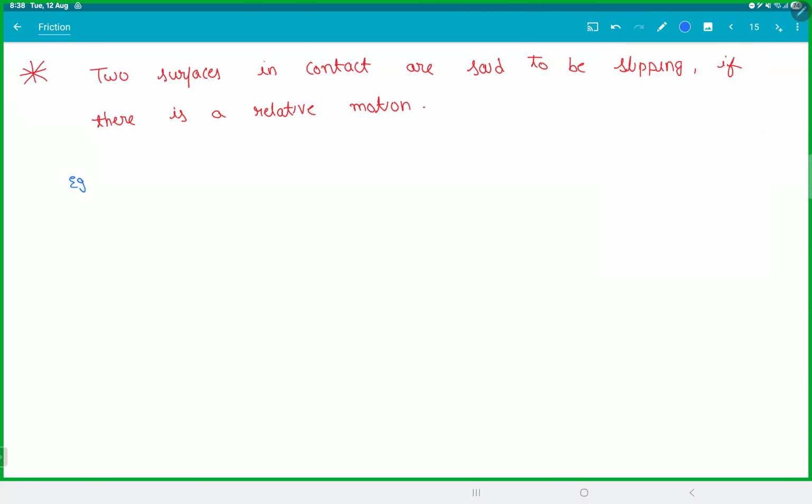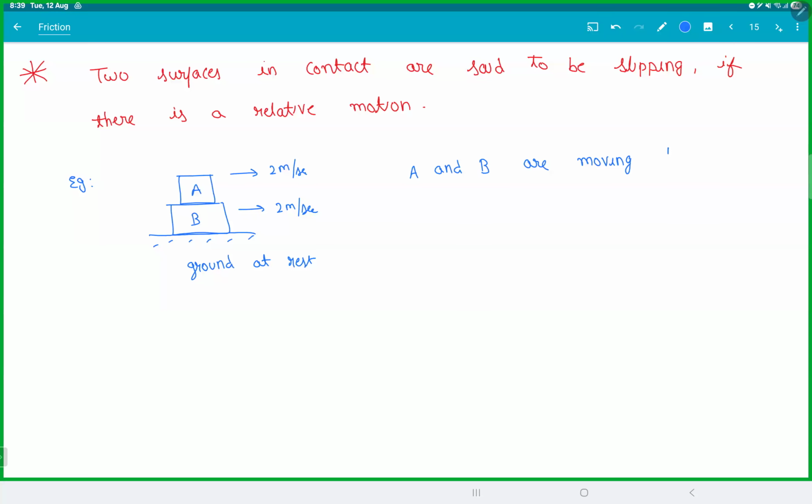Example, let's say A is going with 2 meter per second. B is also going with 2 meter per second. Now see, A and B are moving. So again, people think like there's no slipping, meaning it is not moving. No, not necessary. A and B are moving, but they're not slipping. The simple definition. What do you mean by not slipping? There is no relative velocity. They have same velocity at the point of contact.